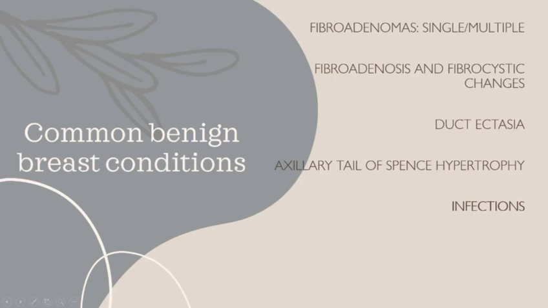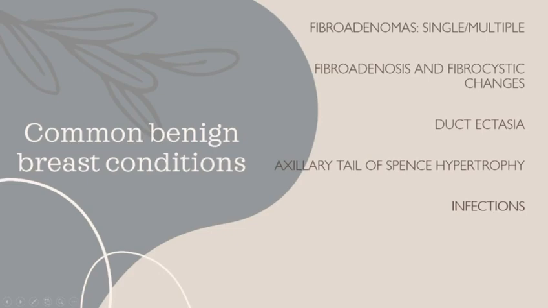The commonest type of benign lump is a fibroadenoma, which may present as single or many. A patient may present with pain and thickening of the tissue, which may be because of fibroadenosis or fibrocystic changes. Ducts, the milk ducts, may be enlarged following a spell of breastfeeding, and this usually presents in the perimenopausal age group.